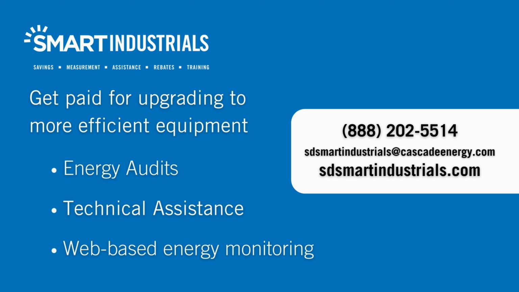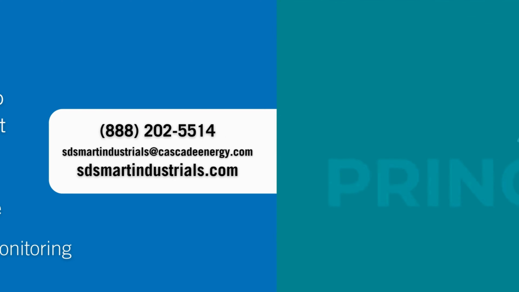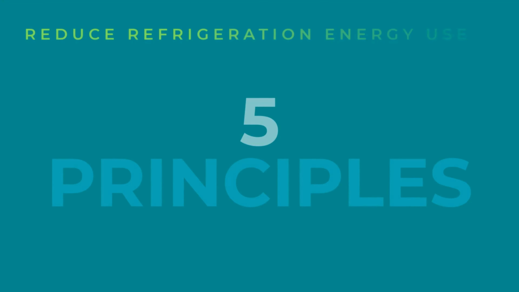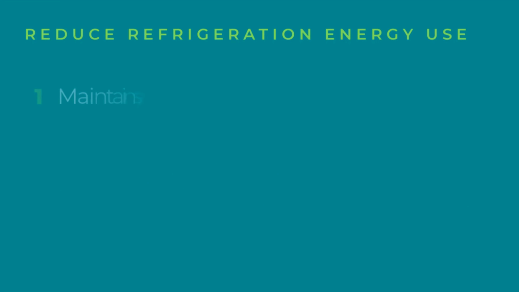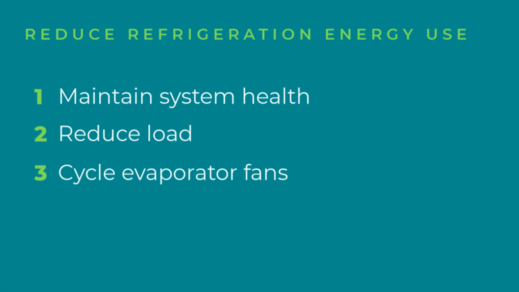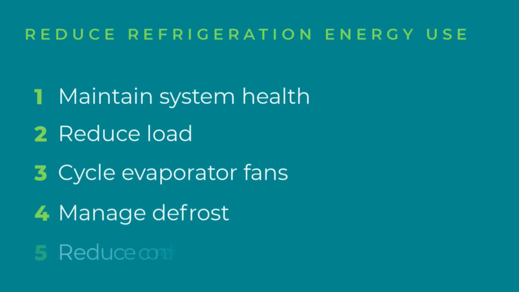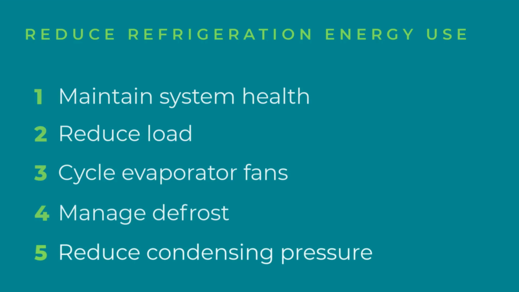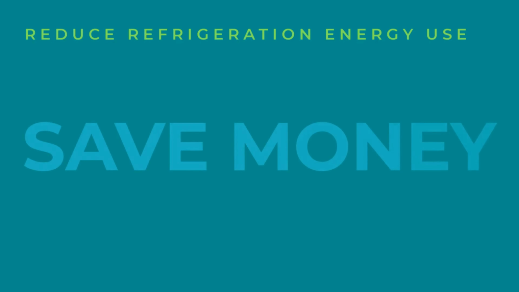In this video, you'll learn about typical refrigeration equipment and identify ways to save energy through low-cost and no-cost strategies and small capital upgrades that can improve your system's efficiency and reliability. There are 5 general principles for reducing refrigeration energy use. They are maintaining system health, reducing load, cycling or slowing evaporator fans, managing defrost, and reducing condensing pressure. First, let's talk about how you can save money.